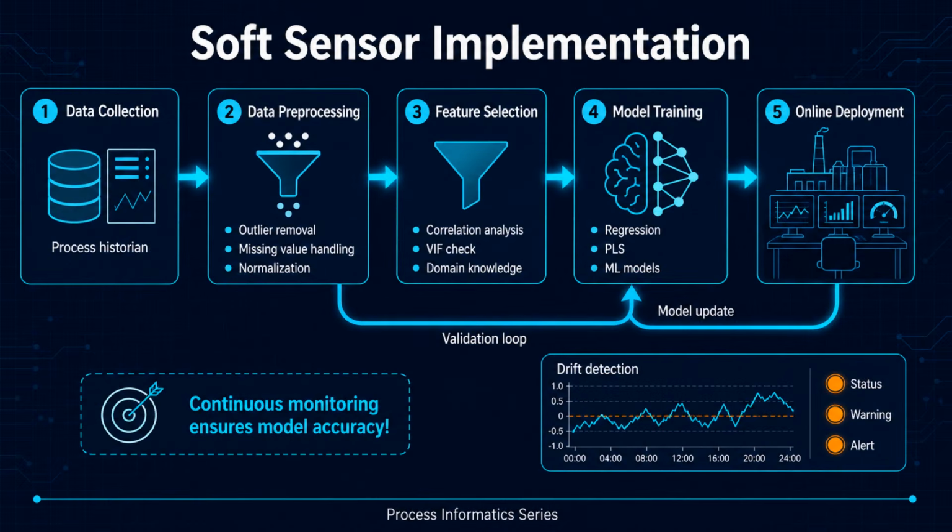Building an effective soft sensor follows a systematic workflow. First, data collection from process historians. Second, preprocessing including outlier removal, missing value handling, and normalization. Third, feature selection using correlation analysis and domain knowledge. Fourth, model training with appropriate algorithms. Fifth, online deployment with real-time dashboards. Include a validation loop for continuous monitoring and periodic recalibration. Plan for model maintenance as processes evolve over time.